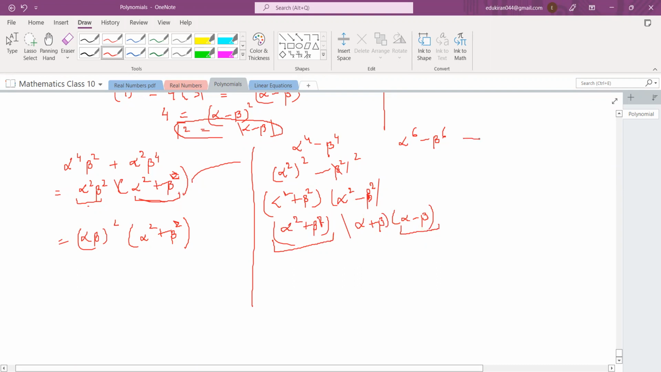And similarly, in this case also, the last part, I think, you can convert it into alpha cube whole square minus beta cube whole square, right? So you will get alpha cube plus beta cube, and then alpha cube minus beta cube. Okay, so this we have not done so far. Let's do alpha cube minus beta cube also. How to find out?